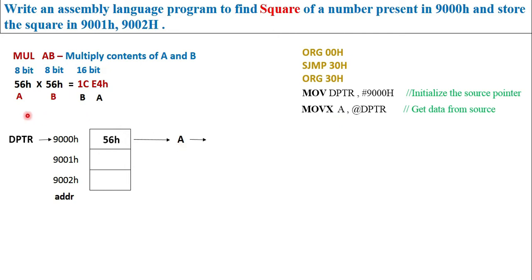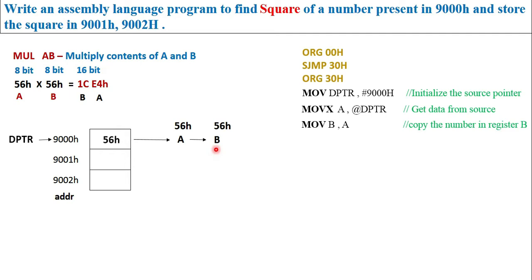So one of the operands is there in accumulator. To find the square, we need to keep the same number, the same operand, in register B also. So let's keep a copy of this accumulator into the B register also. That is, copy contents of accumulator into B register. The instruction which does this is MOV B, A. Copy the number into register B. So now after these two instructions' execution, accumulator has 56H, B register also has 56H.